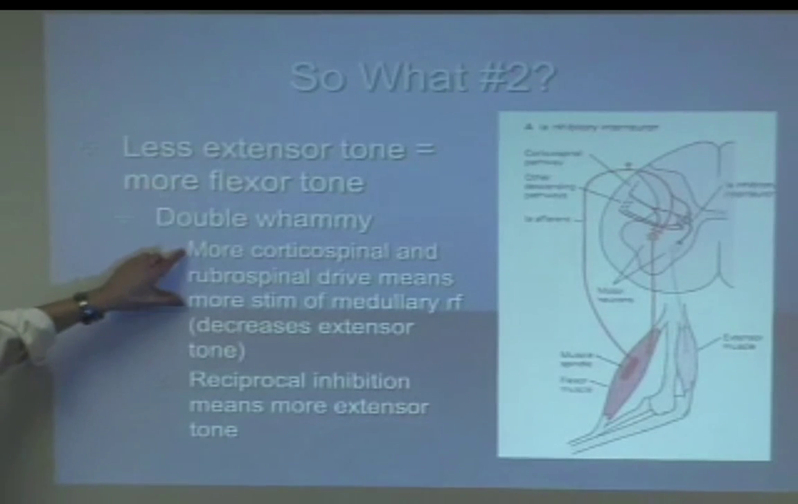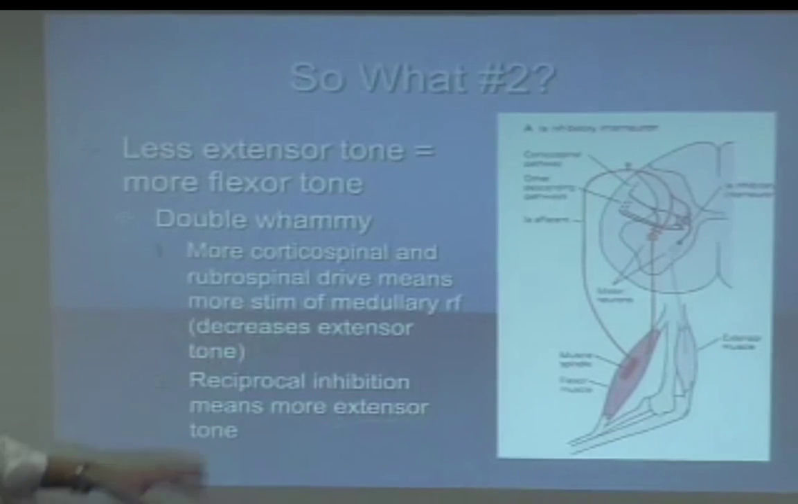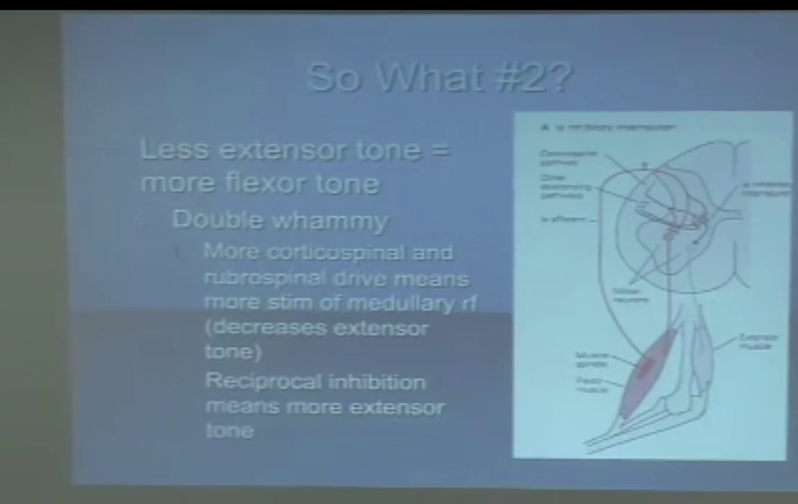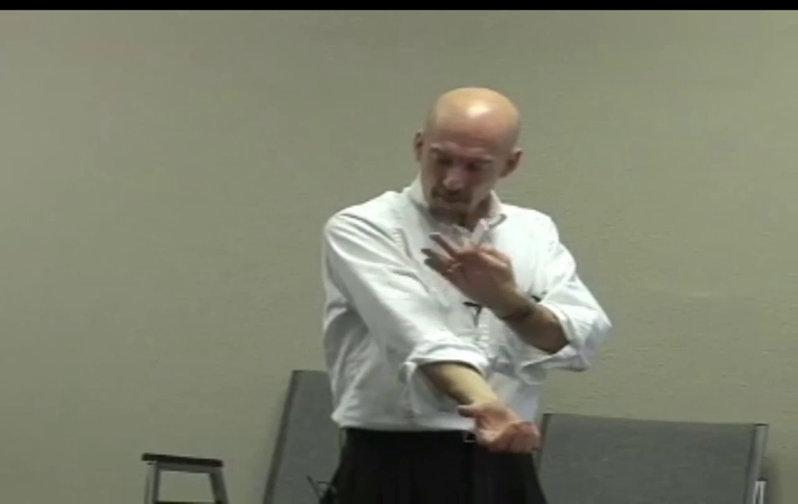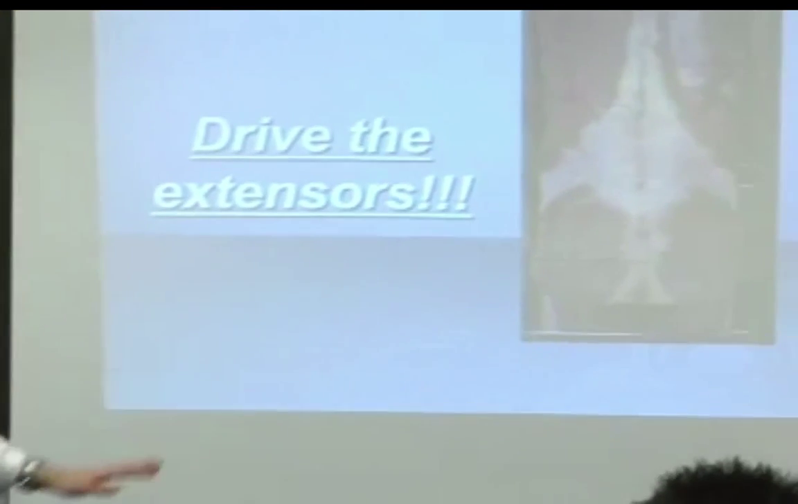Double whammy. Corticospinal and rubrospinal drive increases, inhibits extensors, plus I have this thing called reciprocal inhibition. When I contract one muscle, the muscle opposite relaxes. Sherrington described this in 23. So basically, if I'm getting my flexors more excited, I'm inhibiting the extensors through the reticular formation, and I'm also inhibiting them at a cord level through reciprocal inhibition. So the extensors are just doomed. That's why we need to help them out as much as possible. Drive the extensors. That is the take-home message.